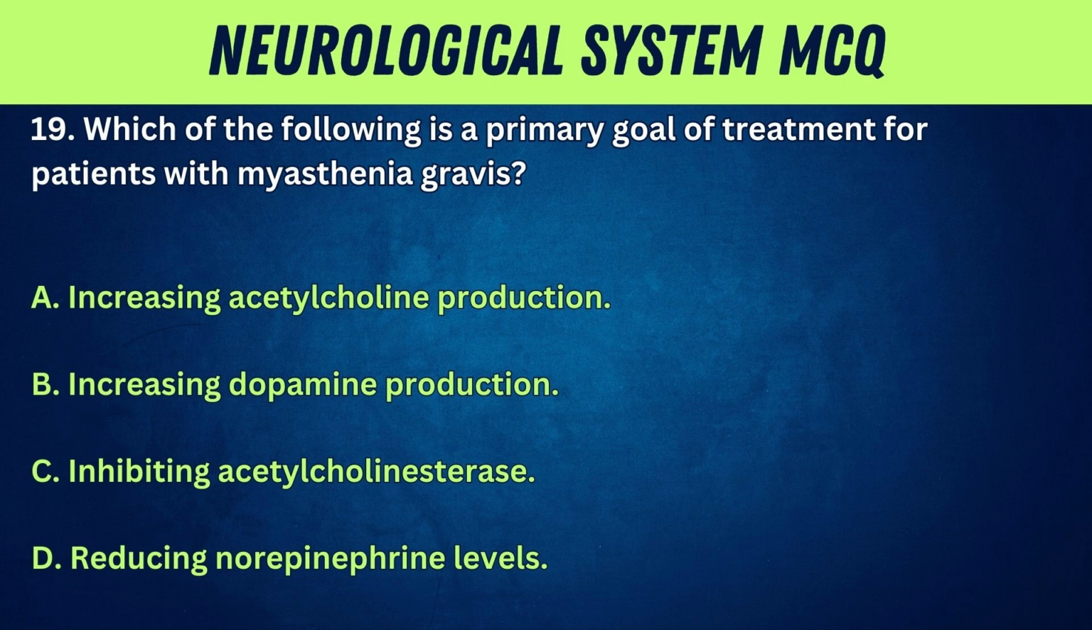A. Increasing acetylcholine production. B. Increasing dopamine production. C. Inhibiting acetylcholinesterase. D. Reducing norepinephrine levels. Answer.